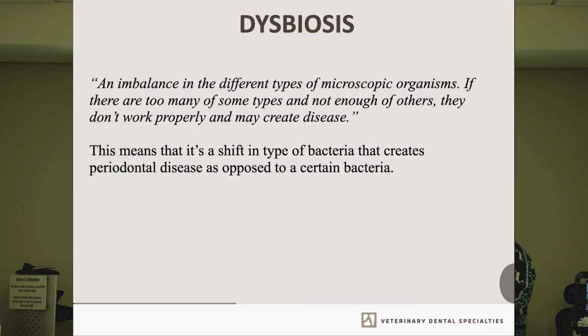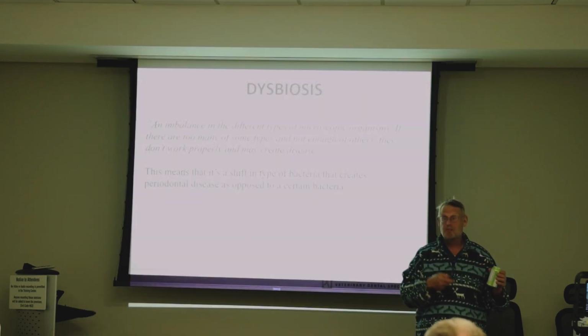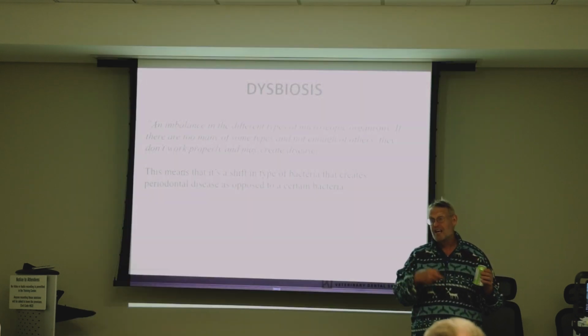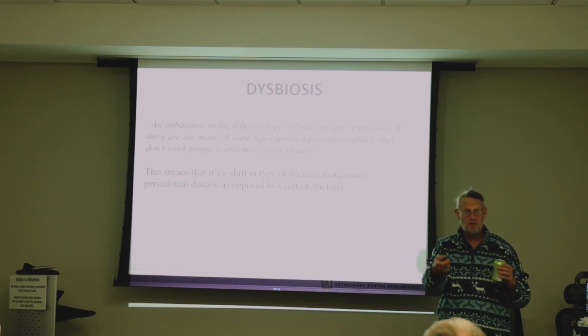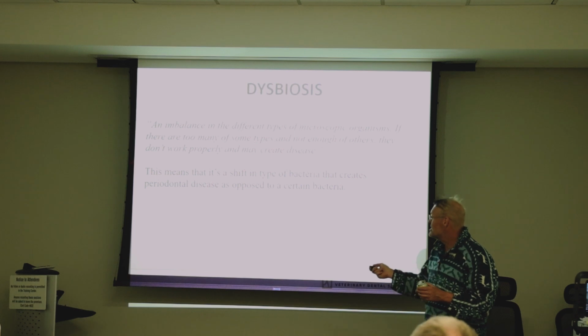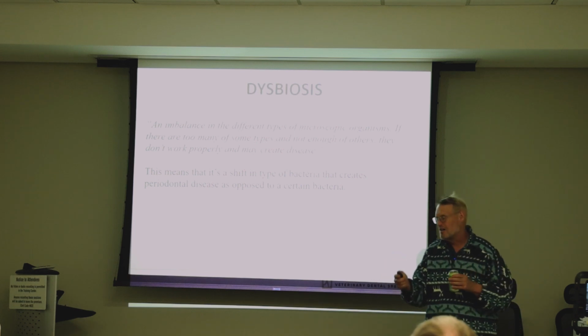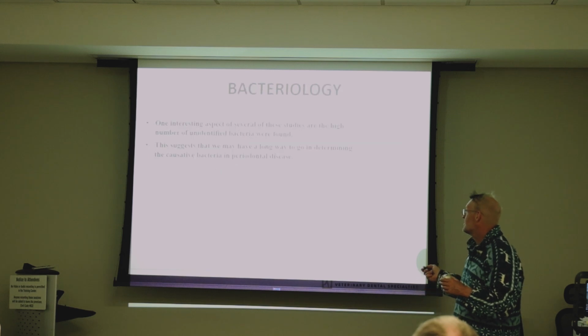If you guys are interested in what a dysbiosis is, it's an imbalance of different types of microscopic organisms. If there's too many of some types and not enough of others, they don't work properly and create disease. That's kind of why, when we use antibiotics, we get GI upset: we kill the good bacteria within the GI. So now the bad bacteria are allowed to overgrow, and then you start getting diarrhea and other issues. So it's a shift of the type of bacteria, not actually a particular bacteria that's creating this, okay?